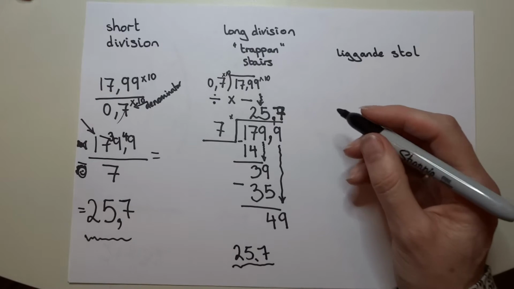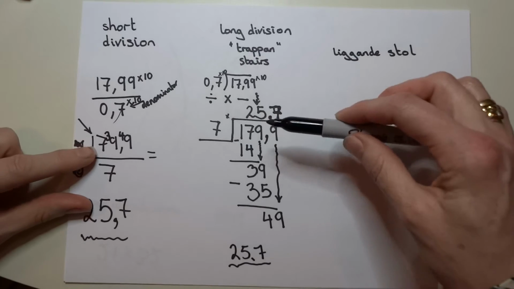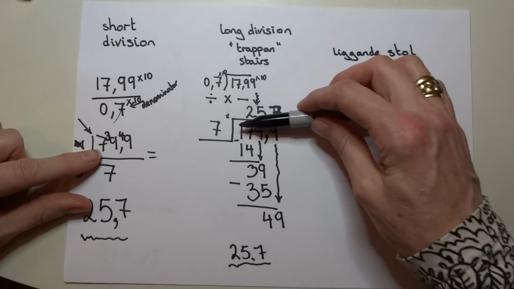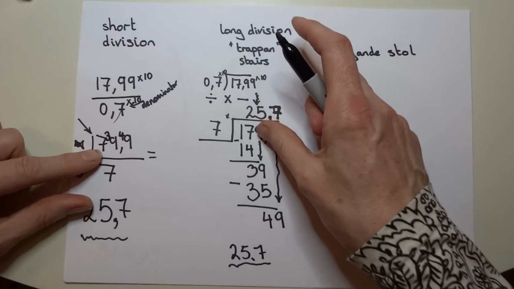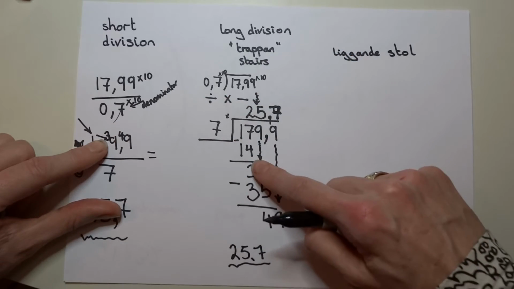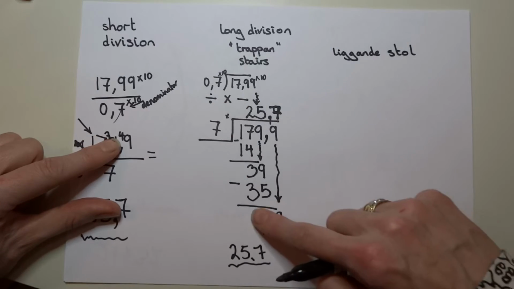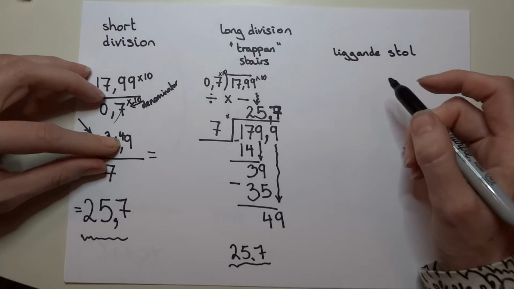The similarities here between the short division method and the long division method, you can see that we're getting exactly the same numbers. Here we started with 17, divided that. The next number we divided was 39. Here we divided 39. We got the 4 left over, and the next number we divided was 49. So we're doing the same sort of thing.